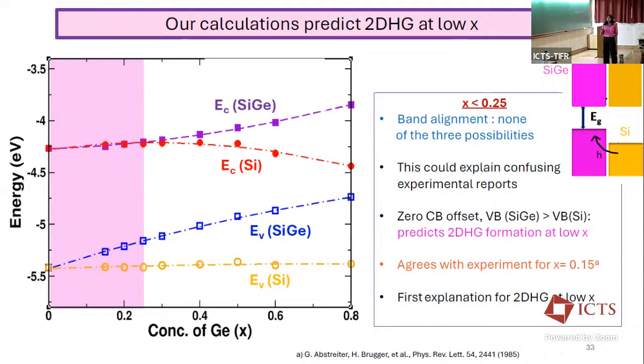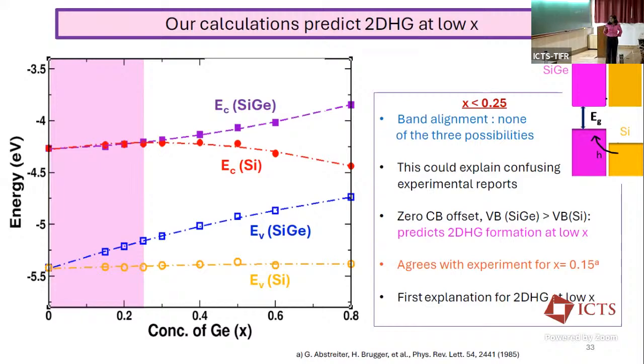So the band alignment is none of the three possibilities that I showed you, but it's somewhat in between 1 and 2, where you don't have a conduction band offset, but you do have a valence band offset. So this could also explain the confusing experimental reports that people were getting. And this actually predicts the formation of 2D hole gas. And the results are in agreement with the experiment, where they have found a 2D hole gas for X equal to 0.15. And this is the first explanation that for low values of germanium concentration, you will actually get a 2D hole gas.